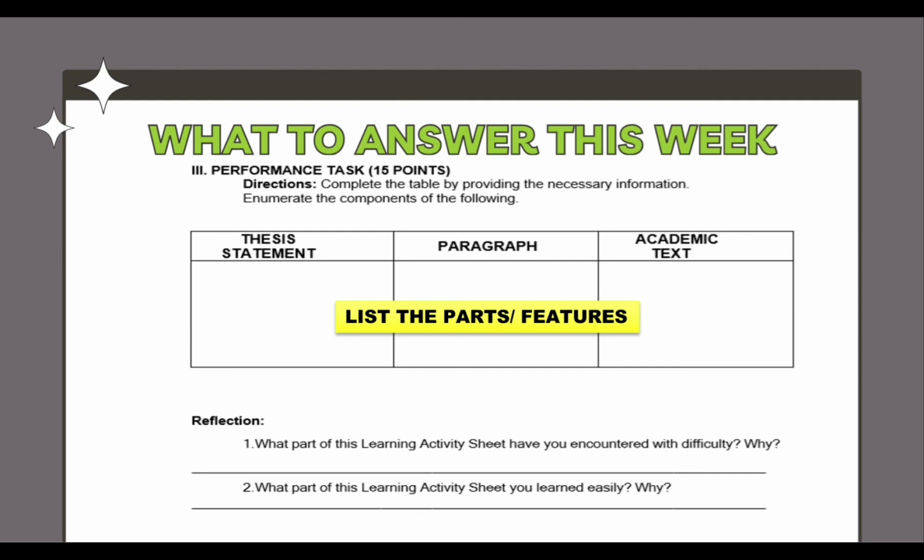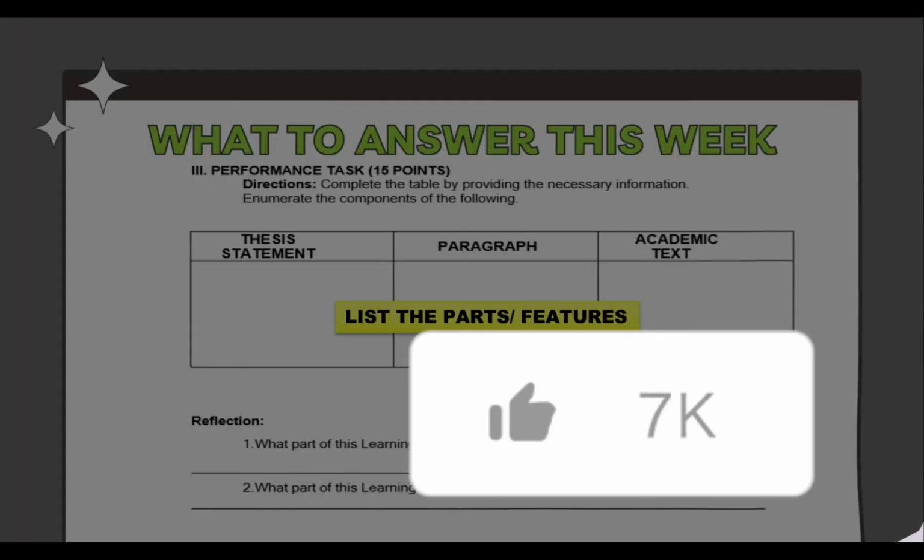And in the lowest part, or the last part, is reflection questions. Number 1, what part of this learning activity sheet have you encountered with difficulty and why? And what part of this learning activity sheet you learned easily and why? For this part, all you have to do is to write 2 to 3 sentences of your thoughts about the questions that are given. And that's it.